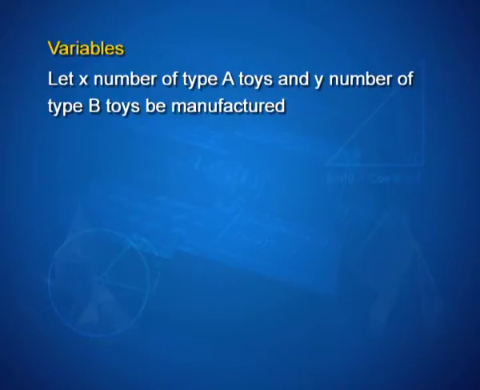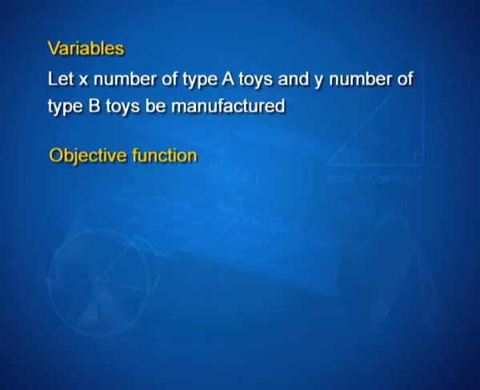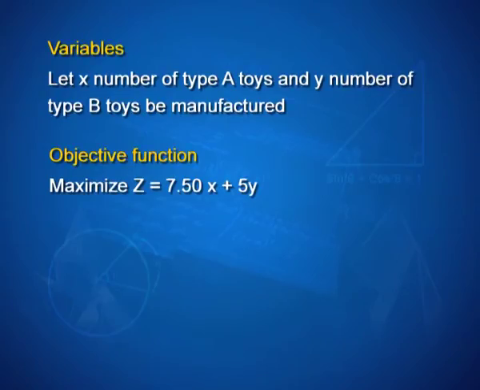Starting with, of course, as I said, let x be the number of type A toys, y number of type B toys. Objective function, very clear. You have to maximize profit. We generally call the objective function and represent it with capital Z. You may choose to call it P as well. Maximize Z, which is equal to 7.50 times x plus 5y.